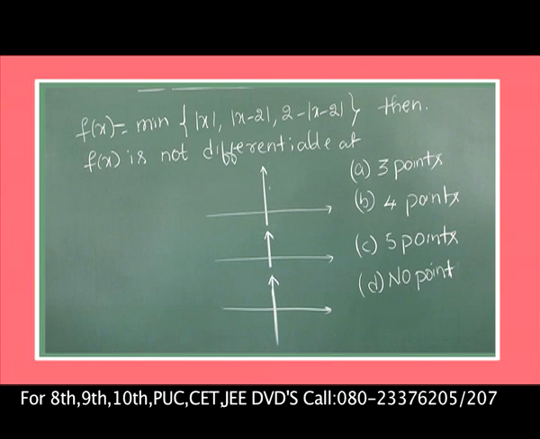f of x is equal to minimum of mod x, mod of x minus 2, 2 minus mod of x minus 2. Then f of x is not differentiable at: option A, 3 points; option B, 4 points; option C, 5 points; and option D, no point.